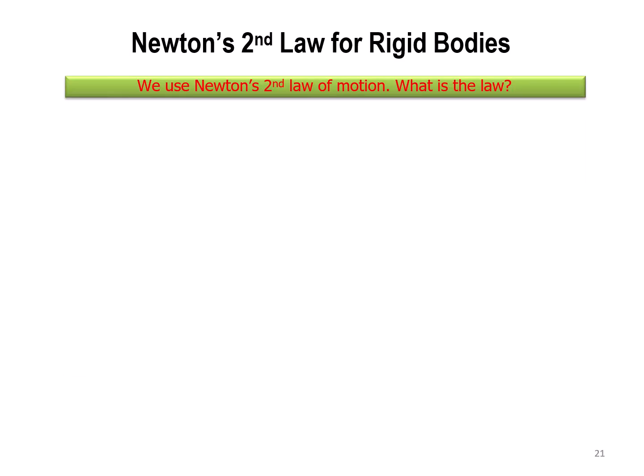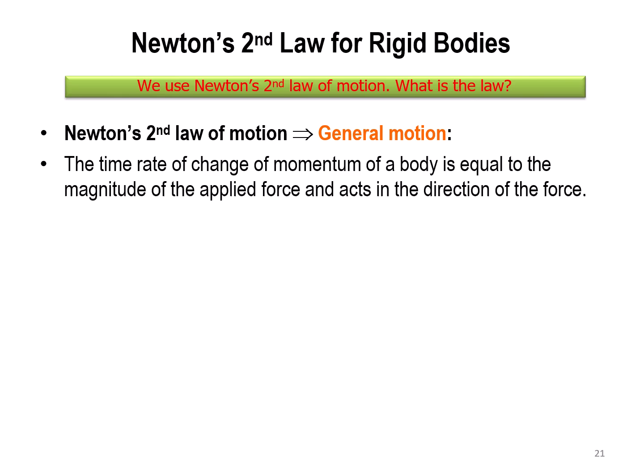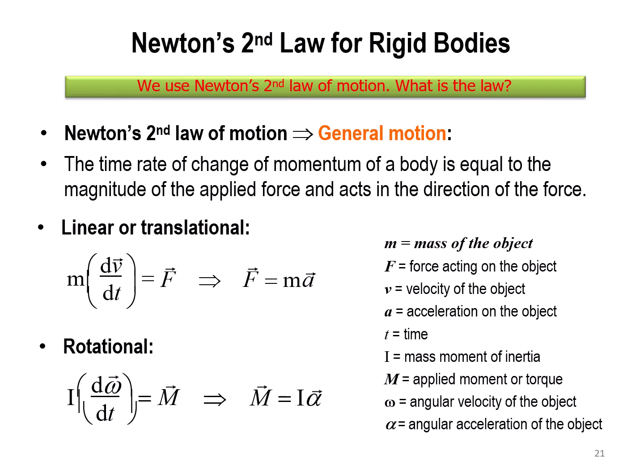So we use Newton's second law of motion, and we need to know first what the law is. Usually Newton's second law of motion is about general motion. It says that the time rate of change of the momentum of the body is equal to the magnitude of the applied force and acts in the direction of the force.